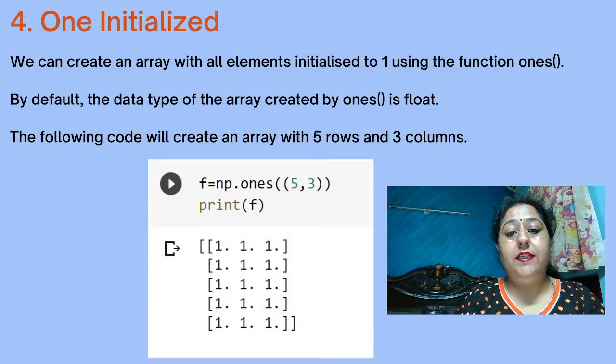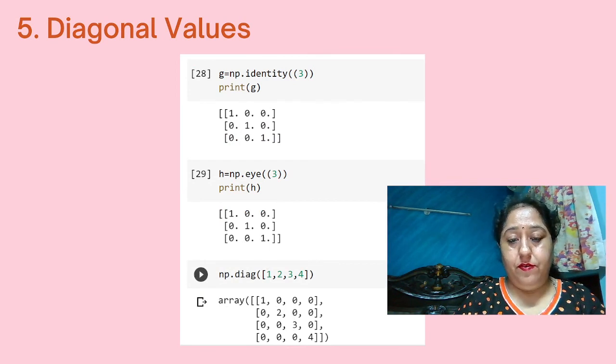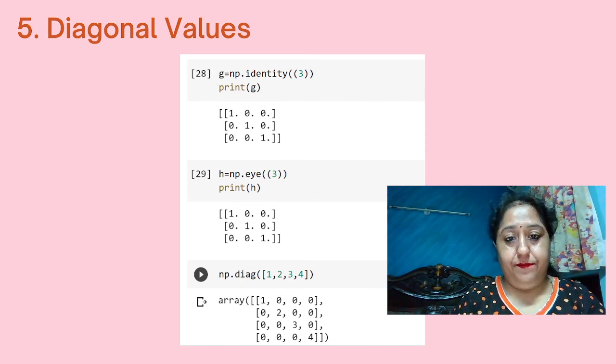Likewise, you have a one initialized function where the function is np.ones. If you write it as 5, 3, it will give you 5 rows with 3 columns and each element equal to 1.0. Another method is the diagonal values. Here you have a function called identity. When you give identity and in brackets you give 3, it means that it will create an identity matrix 3 cross 3. That is, the diagonal elements will be 1, non-diagonal elements will be 0. The same thing can be obtained by the eye function.